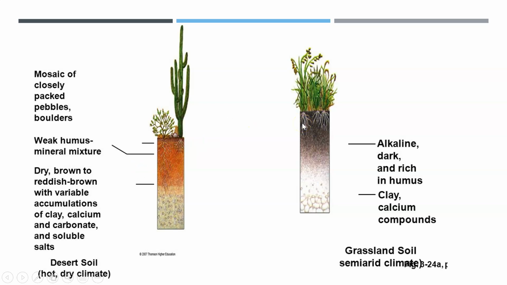Then we see the grassland soils. This is the heart of America's agriculture right here. They have really rich, slightly basic soils, really great humus for growing. And then at the bottom, they've got a base of clay with calcium compounds.